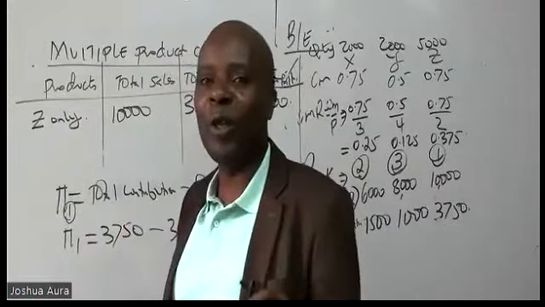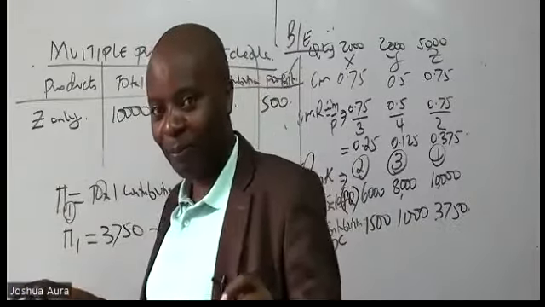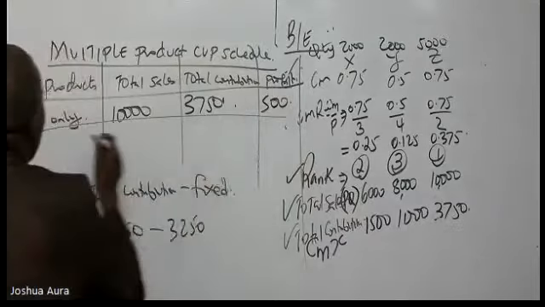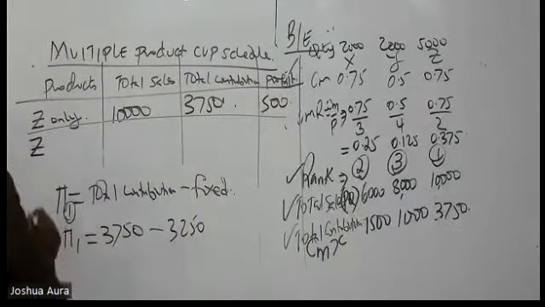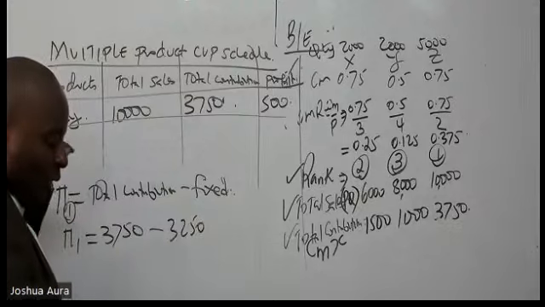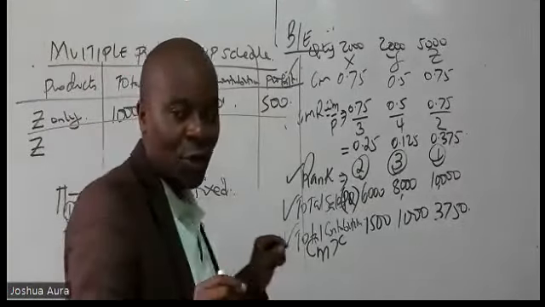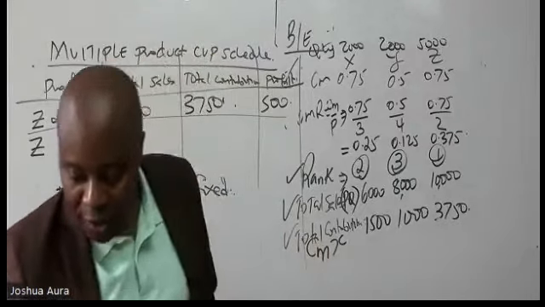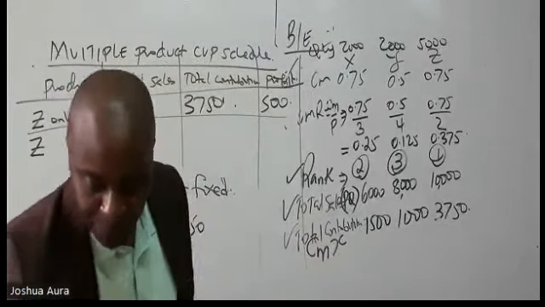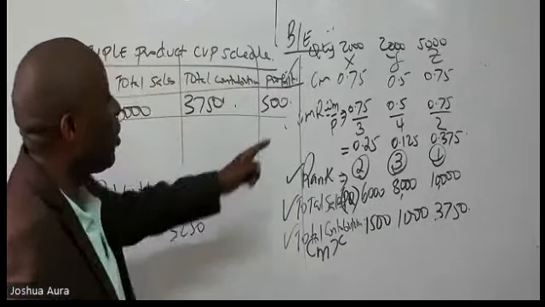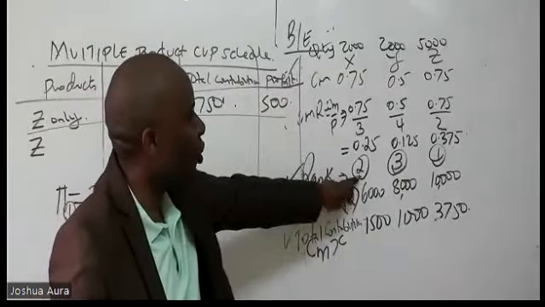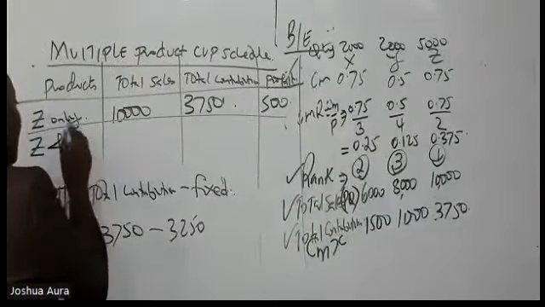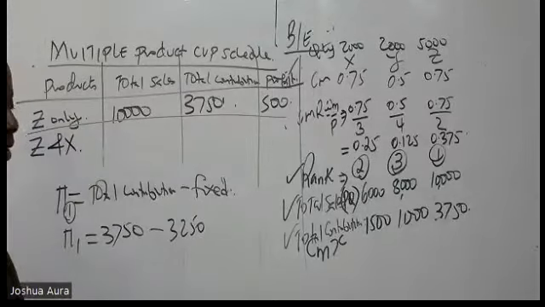Remember, I'm following the ranking. So the second possibility is for us to produce, of course with the first in the equation, Z with the second ranked product. The second ranked product here is X. So we produce Z and X.